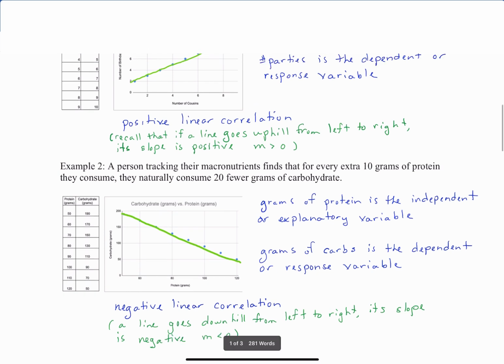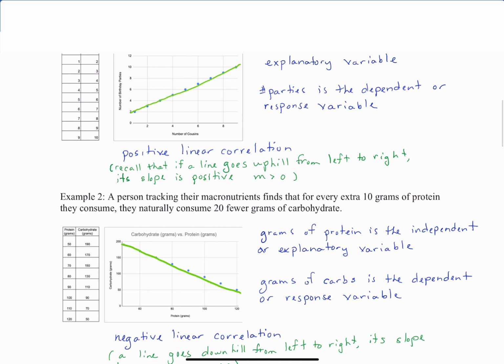And that's all these words positive and negative mean in this context. Saying something has a positive linear correlation doesn't mean it's got a better correlation than something that has a negative linear correlation. It just means that one's going uphill whereas the other's going downhill.